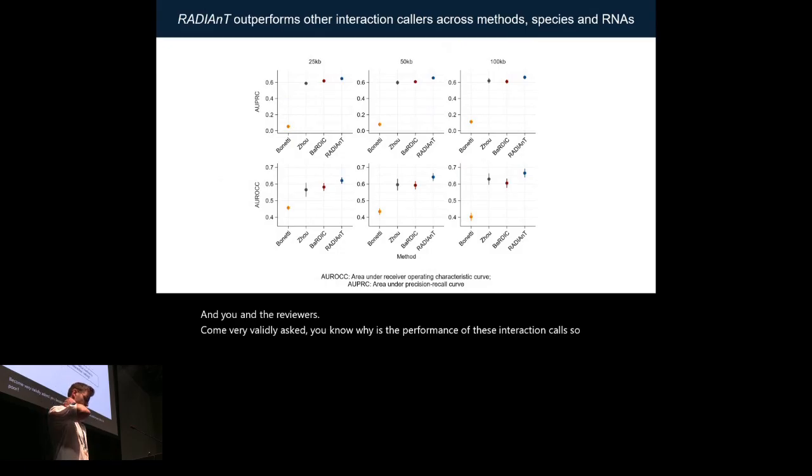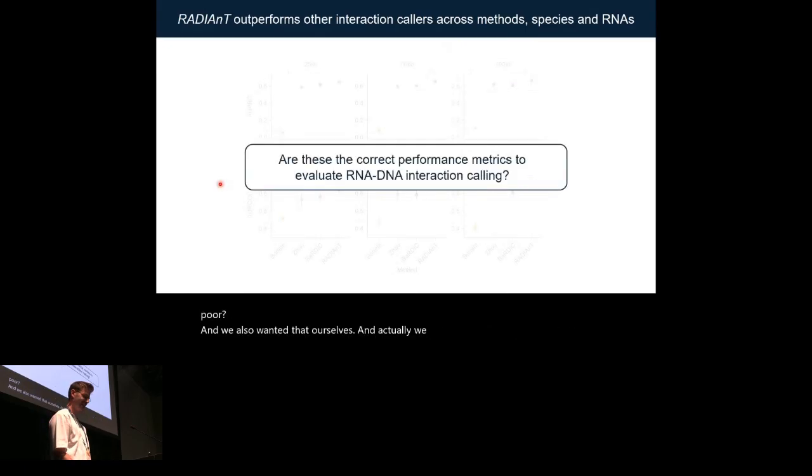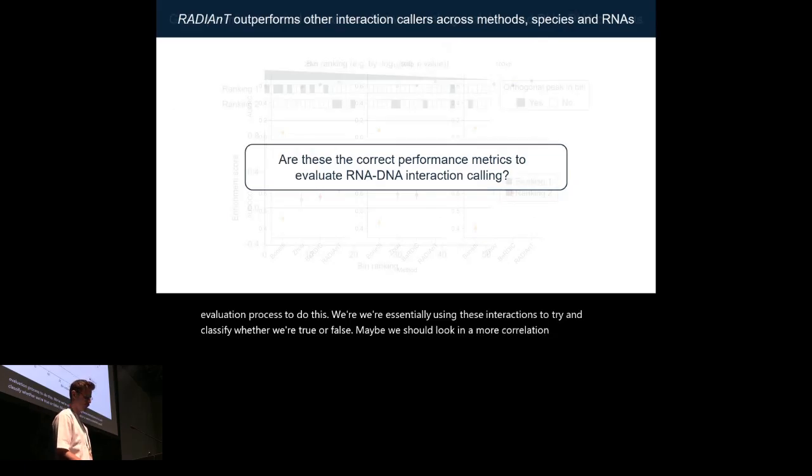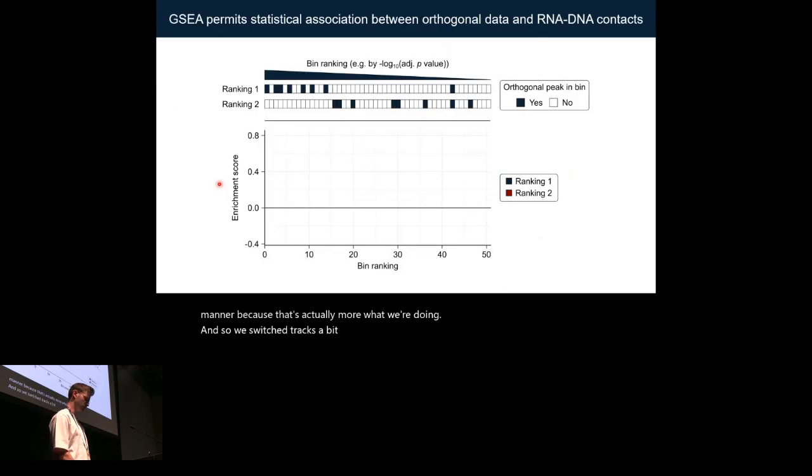And we also wondered that ourselves. And actually, we started thinking, are we really using the right evaluation process to do this? We're essentially using these interactions to try and classify whether we're true or false. Maybe we should look in a more correlation-based manner, because that's actually more what we're doing. And so we switched tracks a bit, and we started to think about how we could use GSEA, so gene set enrichment analysis, to try and statistically associate the statistics coming out of these interaction callers with the presence of orthogonal peaks. And so the way GSEA works, I might be preaching to the choir, but allow me.